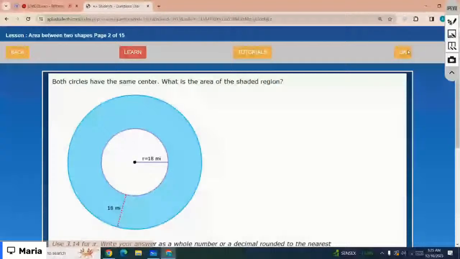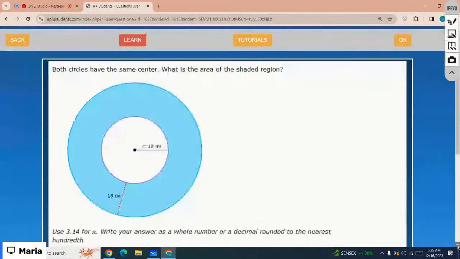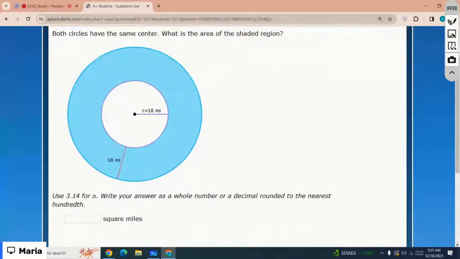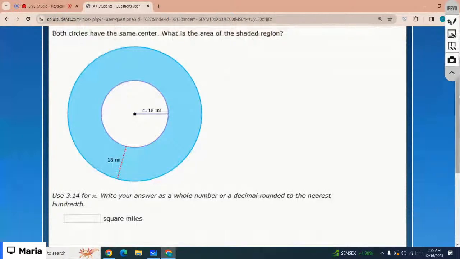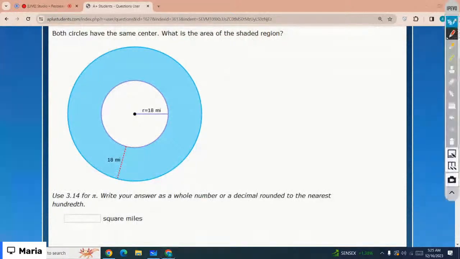Okay, the next one is both circles have the same center. What is the area of the shaded region? For this one, you need to do the same. Calculate the area of both the circles. Simply subtract them. Okay, let's just calculate the area of the outer circle. They have the same center, right? So of outer circle, that is pi r square. So the radius of the small one is 18.